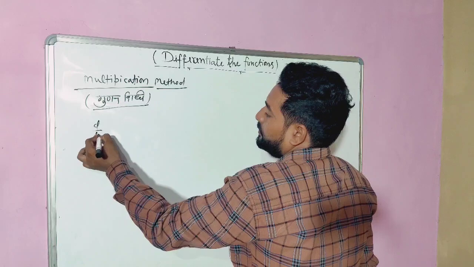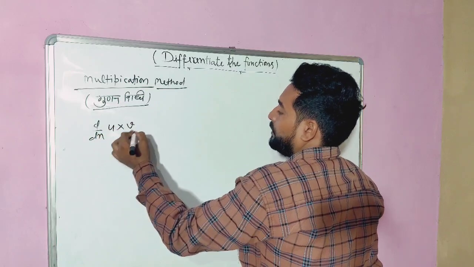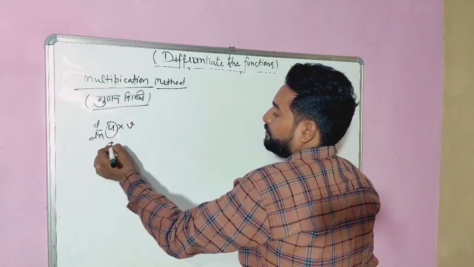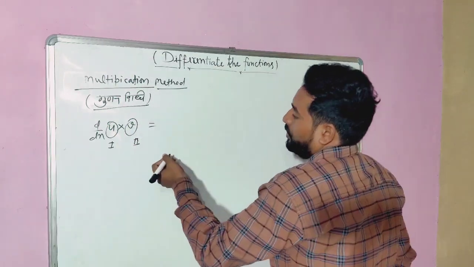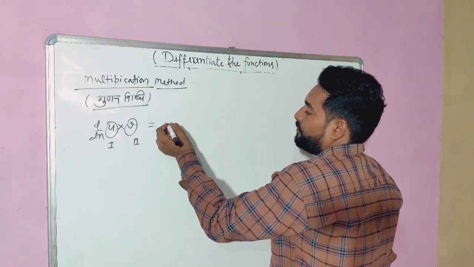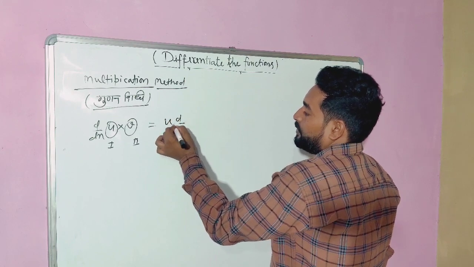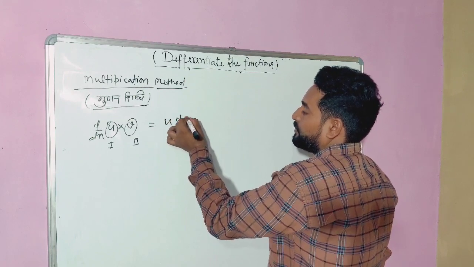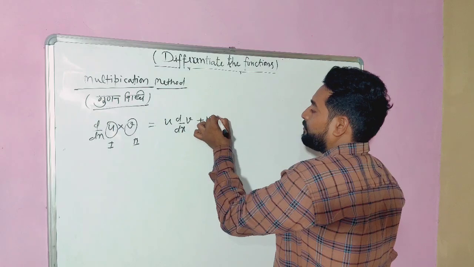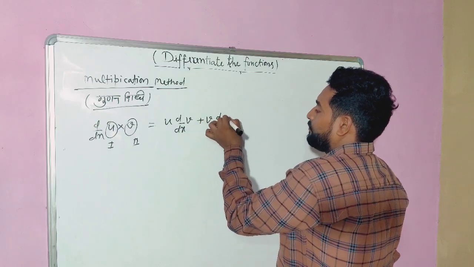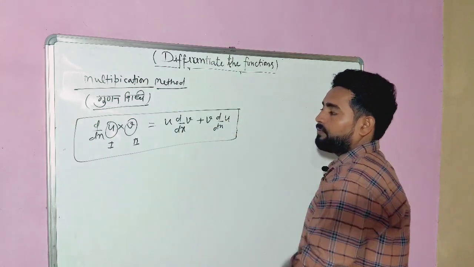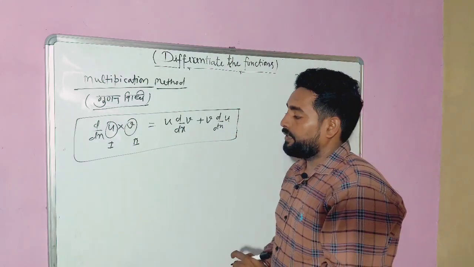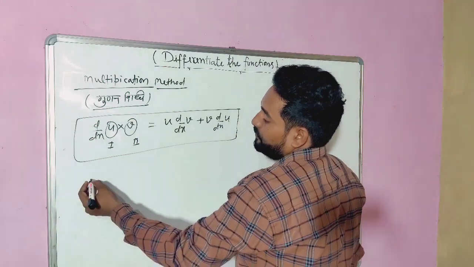d upon dx u into v. u is the first term and v is the second term. So we use this formula: first term d upon dx second term plus second term d upon dx first term. That is the formula of the multiplication method. So we take some examples.